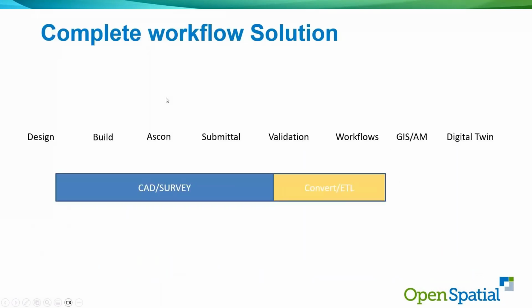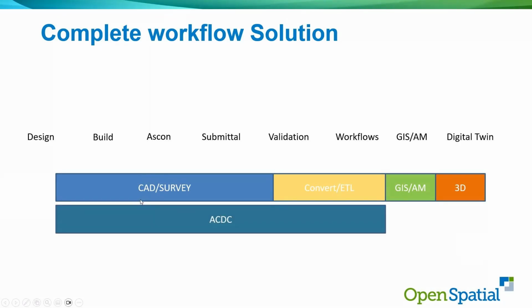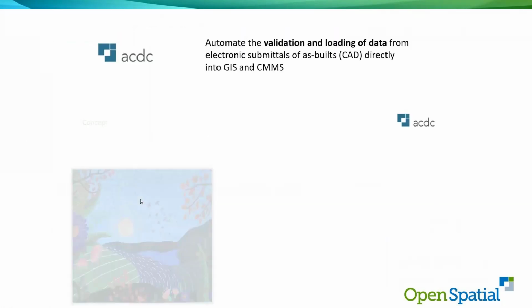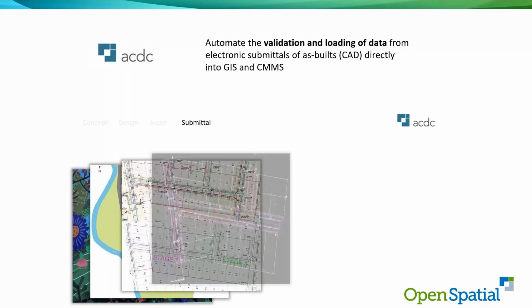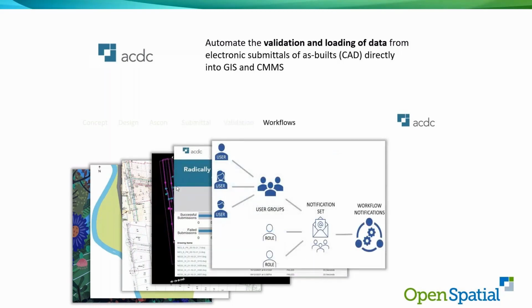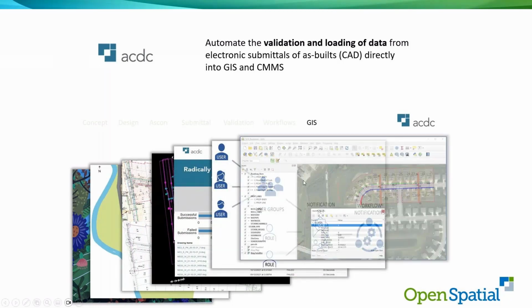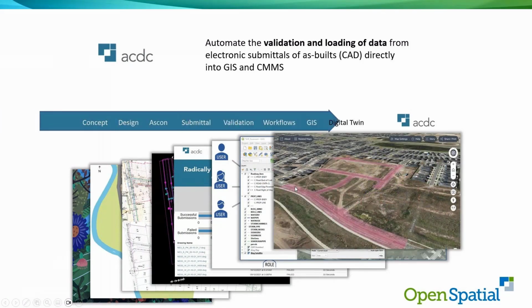The whole idea is that we offer a complete workflow solution so that you can use CAD survey, AutoCAD, BricsCAD or other systems as well, enabling you to submit that information, and go from the concept to the design to the as-constructed, submitting that, doing the validation, doing the workflows with all notification into the GIS, and then also submit that to the digital twin. That is an example of a road subdivision in the digital twin that's draped onto the environment.